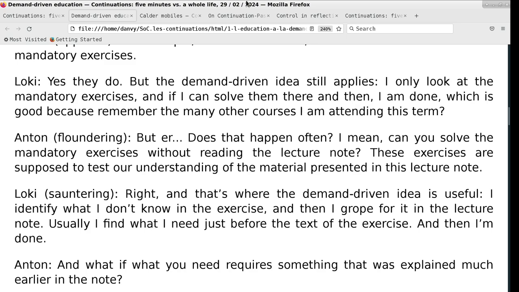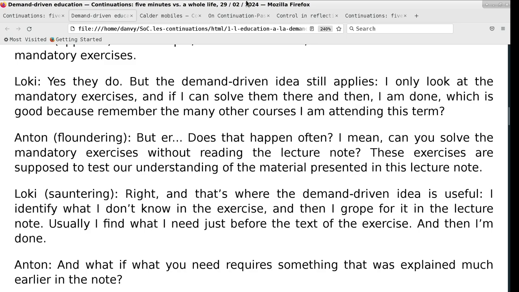Okay. After all, most notes do contain mandatory exercises. Yes, they do. But the demand-driven idea still applies. I only look at the mandatory exercises, and if I can solve them then I am done, which is good. Because remember, there are many other courses I'm attending this term. But does that happen often? I mean, can you solve the mandatory exercises without reading the lecture notes? These exercises are supposed to test our understanding of the material presented in this lecture.